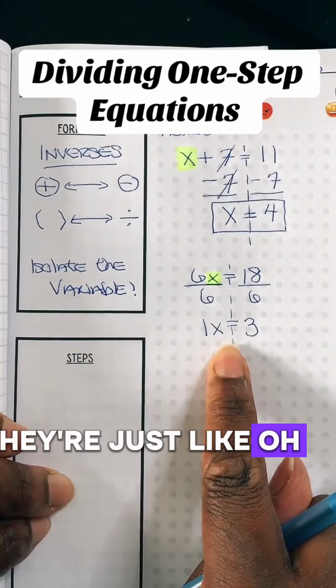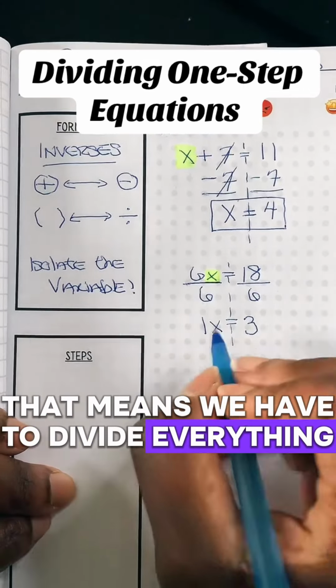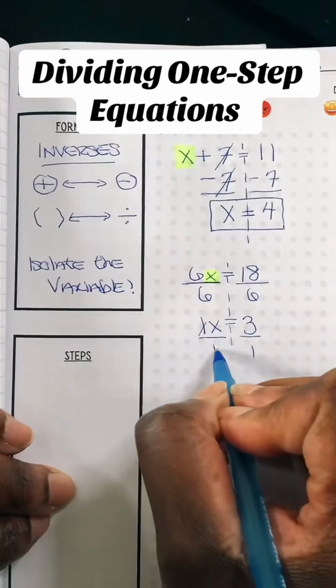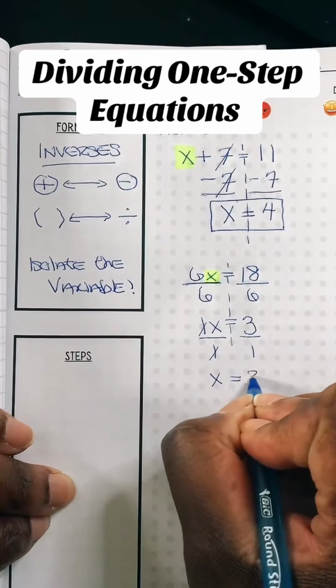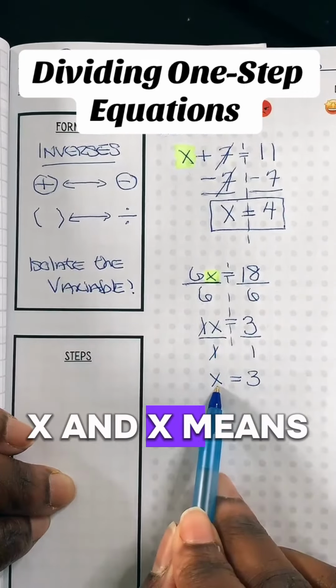And then this is what a lot of my students tend to do. They're just like, oh, okay, we have our 1. That means we have to divide everything by 1. Okay, if we divide everything by 1, doesn't anything divisible by 1 is going to be itself? So this is to tell you that 1x and x means exactly the same.